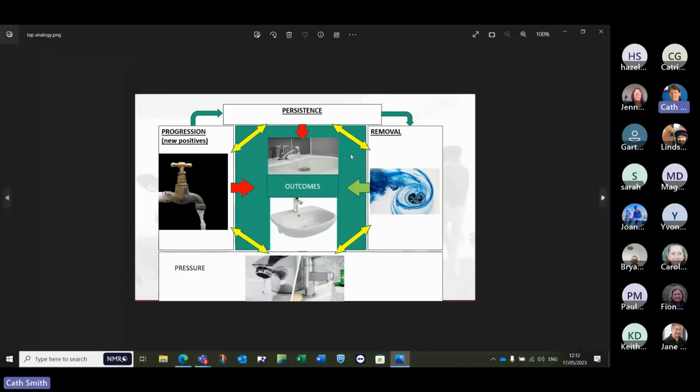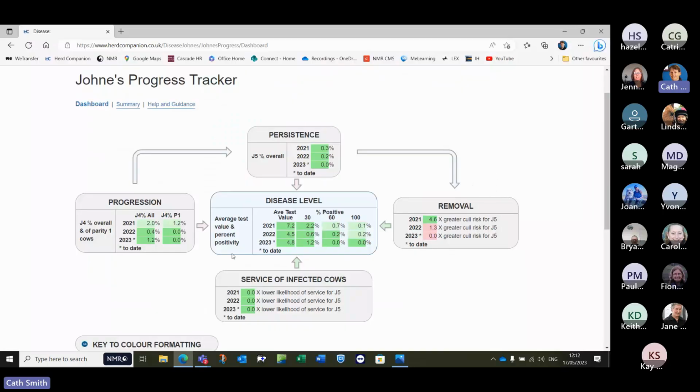So what we have in the middle of our drawing, so these are the outcomes, is a sink. Just flicking back into here, that's your disease level. What have you got in your sink, in your pot of Johne's, in your herd currently? There are individual values here, or for the herd anyway, for each year. So as an average overall for the herd, and then the proportion of those that are over 30, 60 and 100. So how much have you got and how bad is it?